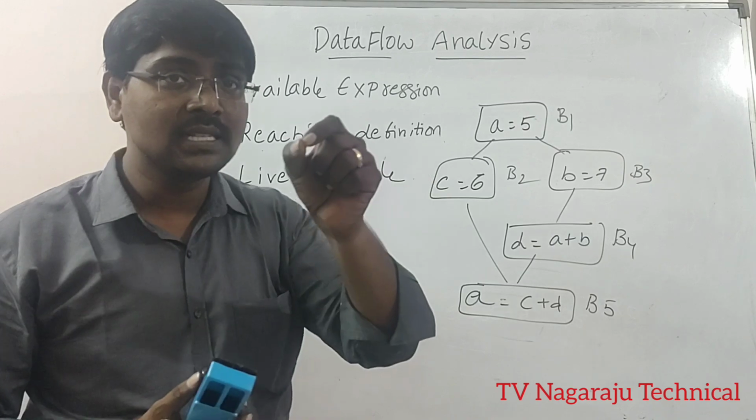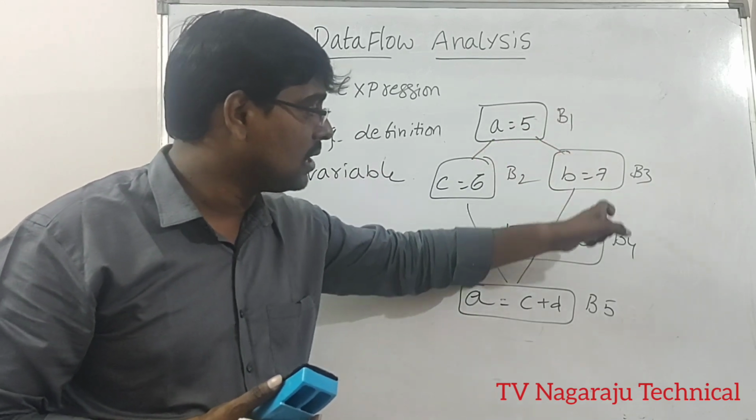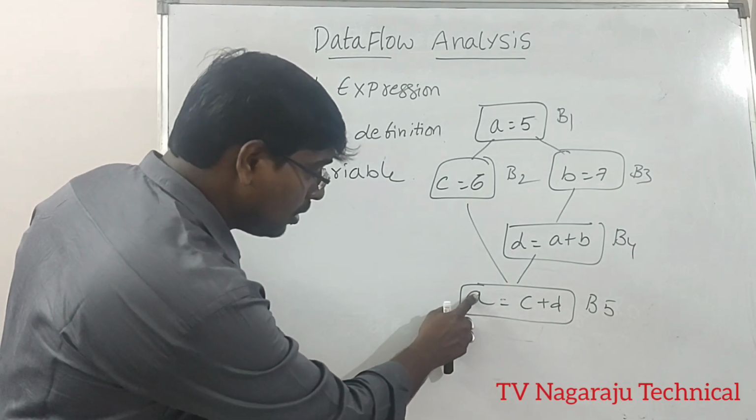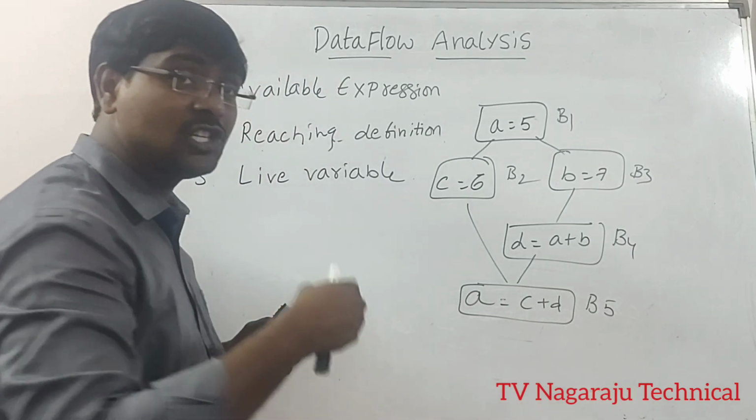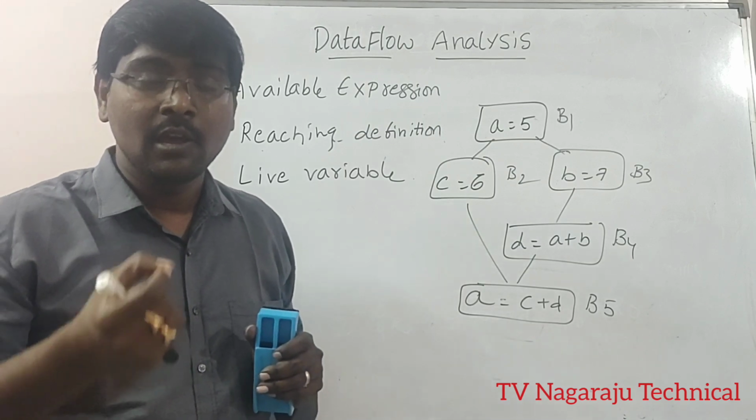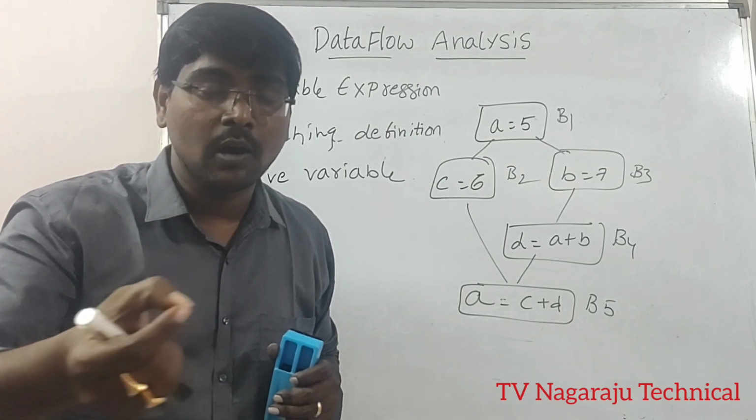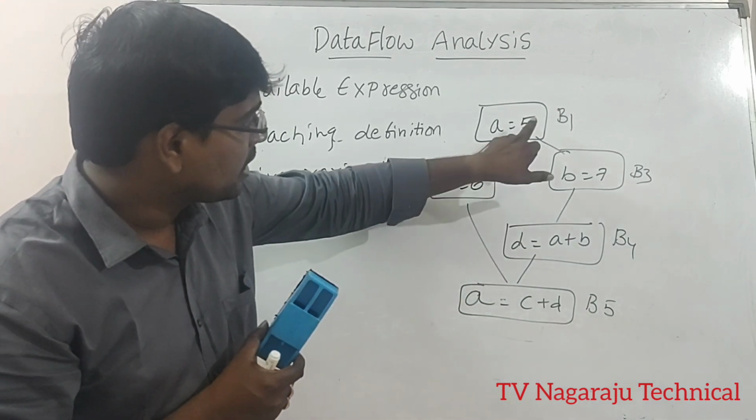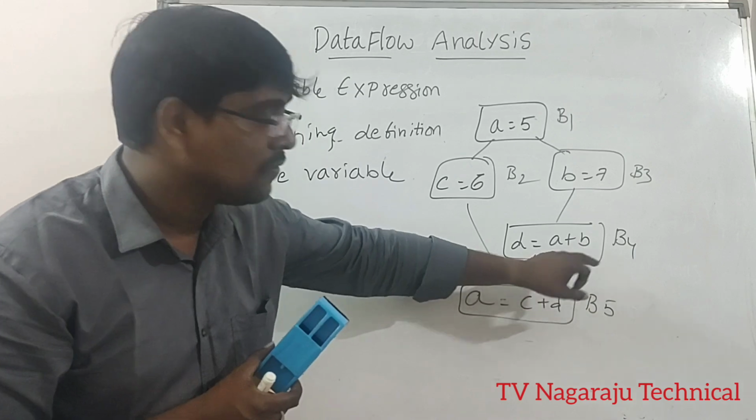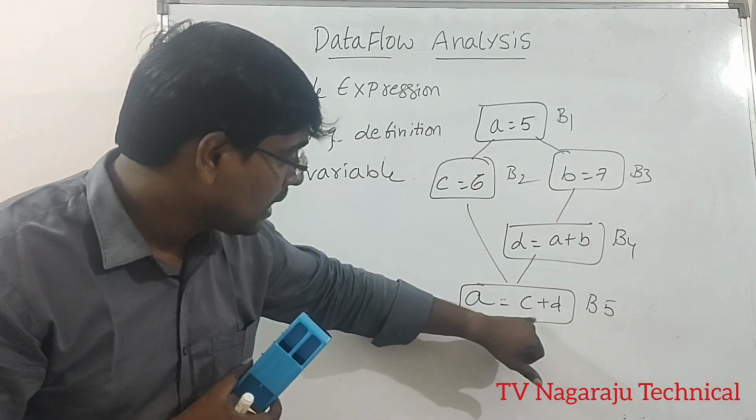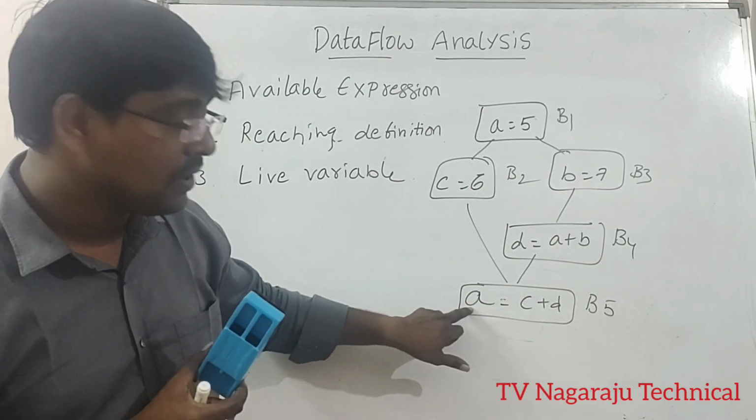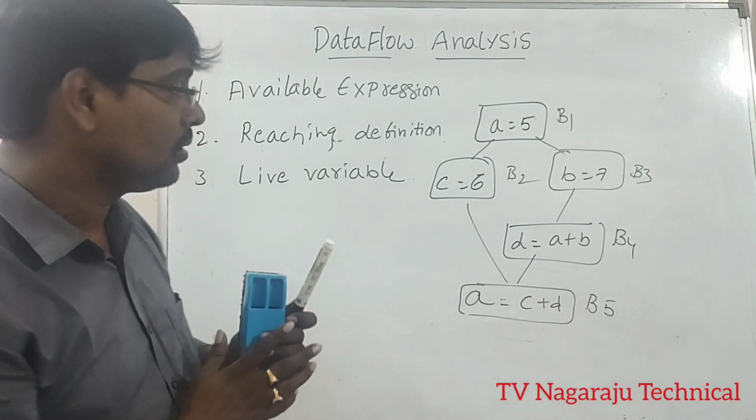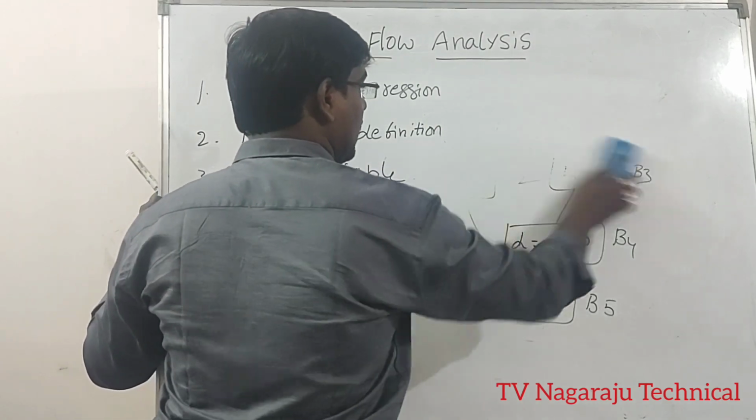So the variable is live at blocks B1, B3 and B4 but not B5. Why? In B5 the value of A is changed. Clear the point? Whenever we change the value of A, that is not a live variable. Live at B1, B3, B4 only, because in B5 the value of A is redefined. Okay. Now the last one.